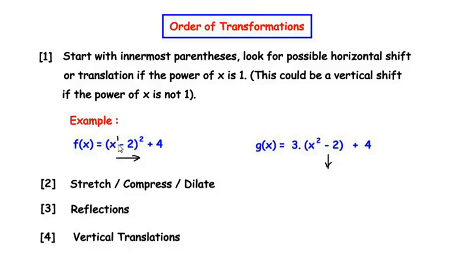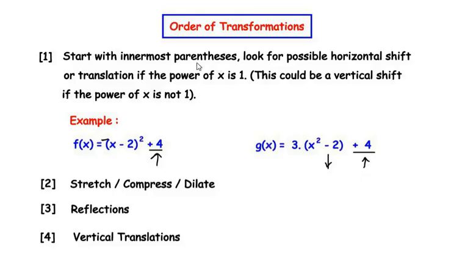So here there is no reflection in f of x, there is no reflection in g of x. For example, if f of x was given as minus x minus 2 the whole square plus 4, then the third step over here was going to be reflection. Then finally come the vertical translations. So in f of x plus 4 is going to be a vertical translation, that is, this function goes upwards by 4 units. And here also this plus 4 represents the vertical translation. So the function g of x moves upward by 4 units.